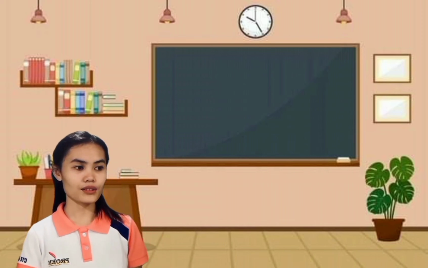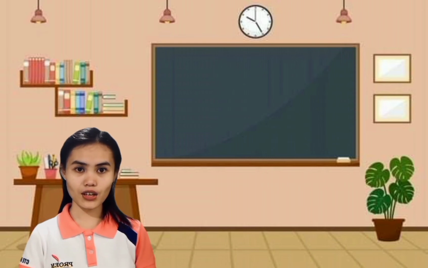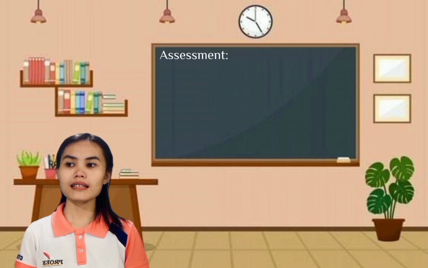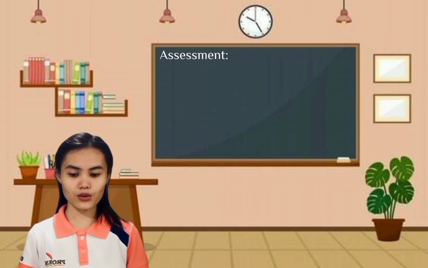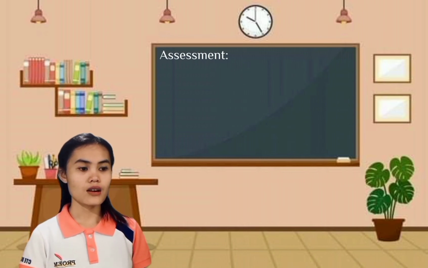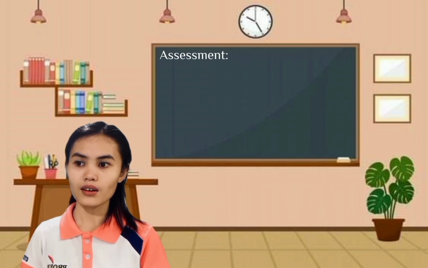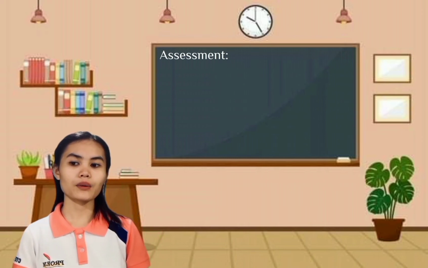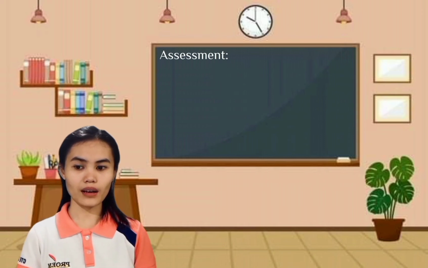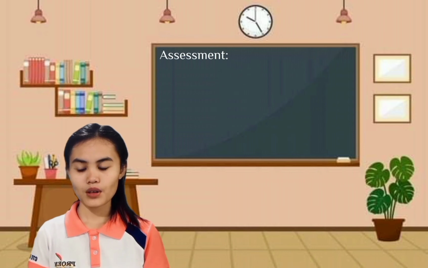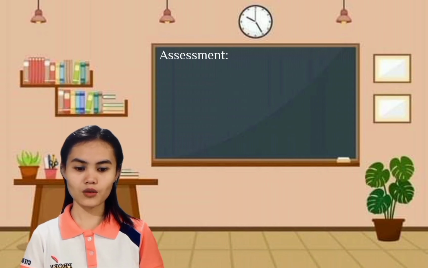Since you don't have any concerns, let's proceed to your assessment. For your assessment, on a one-half crosswise sheet of paper, write the correct answers to the following questions. I will read each question twice, so listen carefully. Number 1. Ready?